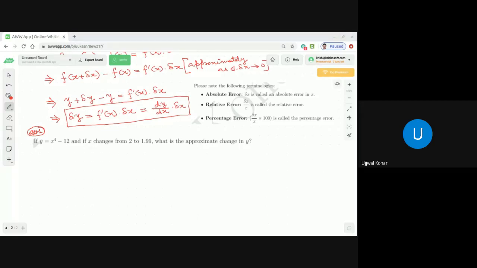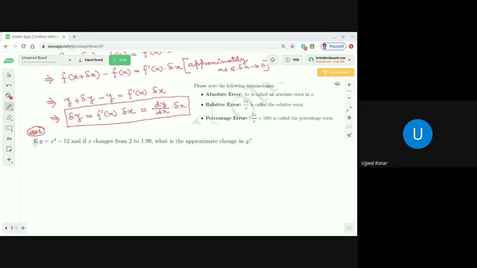What is a small change? That is 2 minus 1.99, that becomes 0.01. Okay, that small change happened. Now, due to this small change, what is the change happening in y? How to find it out?